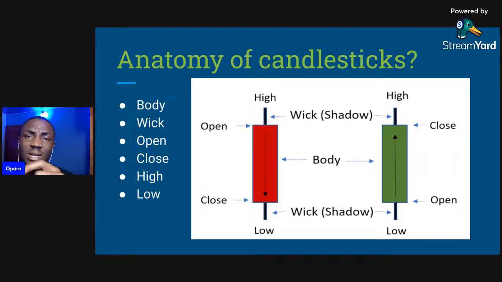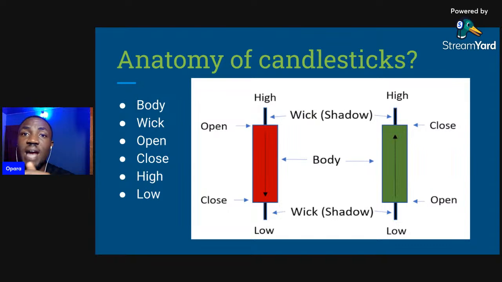Now, what is the high? That is the next anatomy of the candlestick. The high refers to that price value, the highest point that the price volatility was able to get to within a specific time frame. Don't worry, along the line you're going to see practical illustrations of this, and they are not so complex. Just follow me, right?